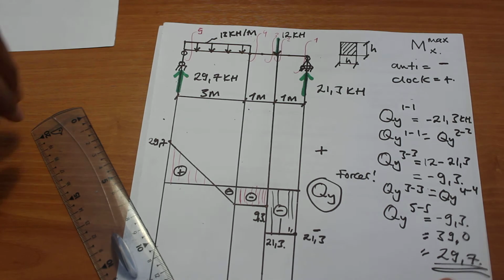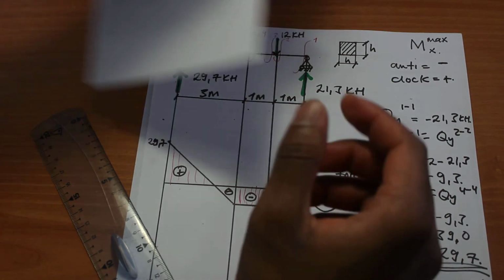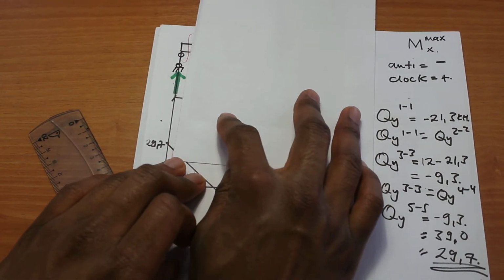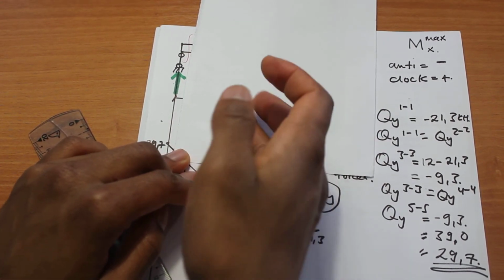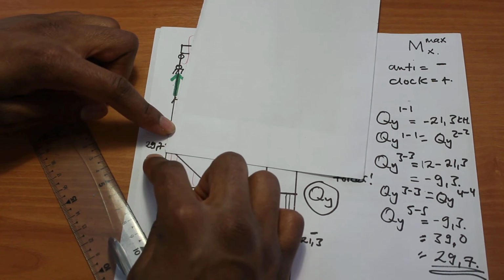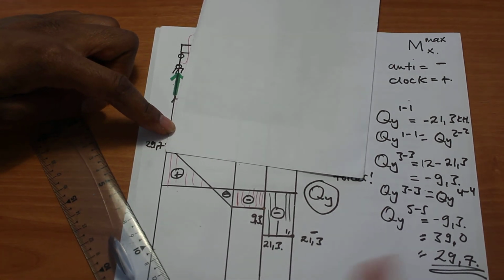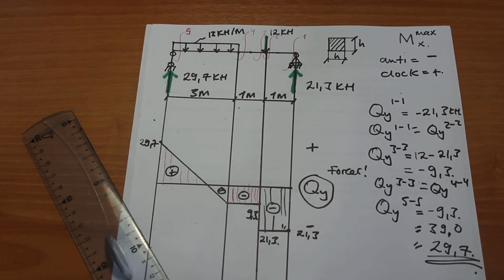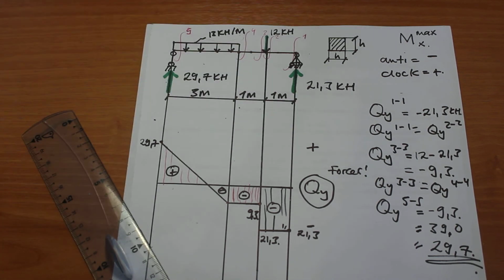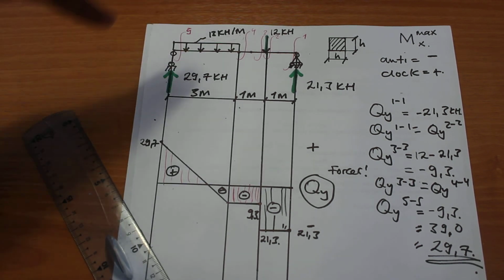Alright, so we've calculated this, but to make things easy, I can do this and quickly see that this force here is moving in the clockwise direction, so it will have a positive value, which is true as we have calculated. So basically, this is how you plot a diagram for the forces that are acting along a beam or on a beam.